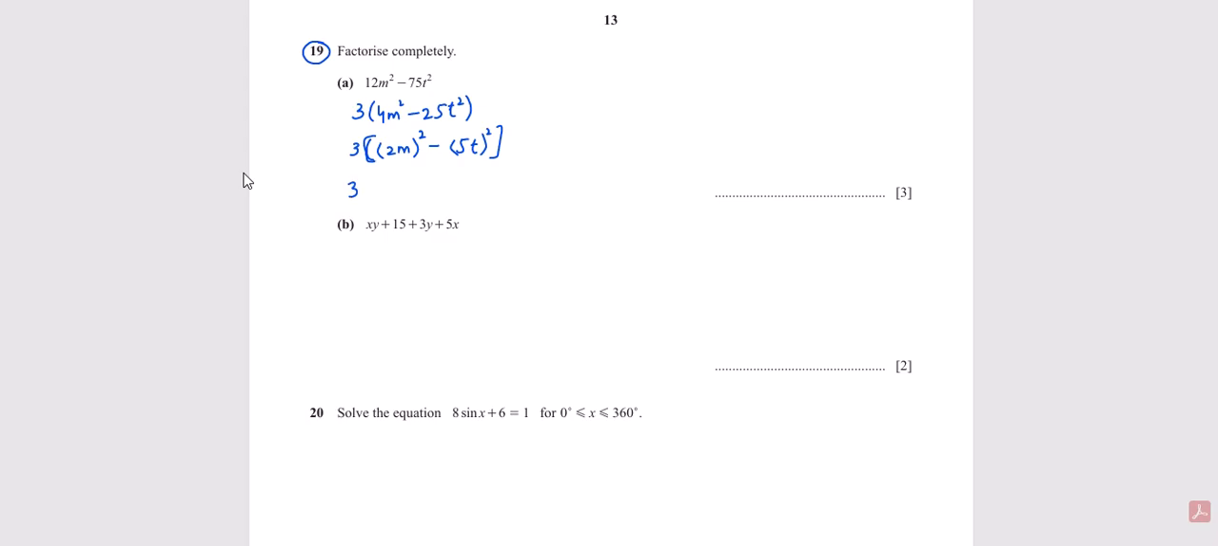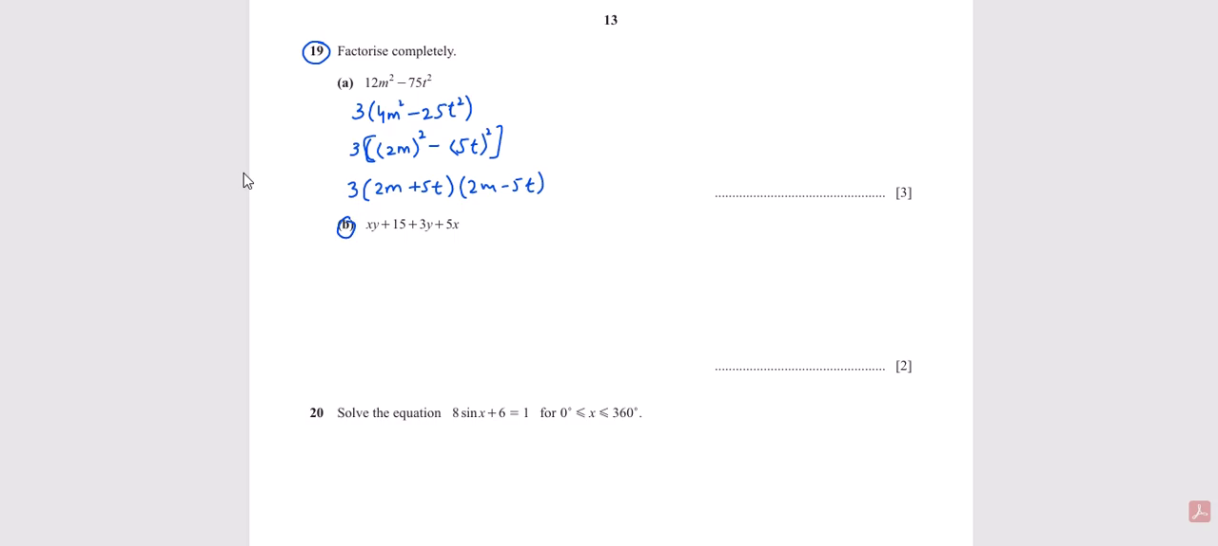So 3 times, use the formula here: (2m plus 5t), one time positive and one time negative, (2m minus 5t). This is our final answer.